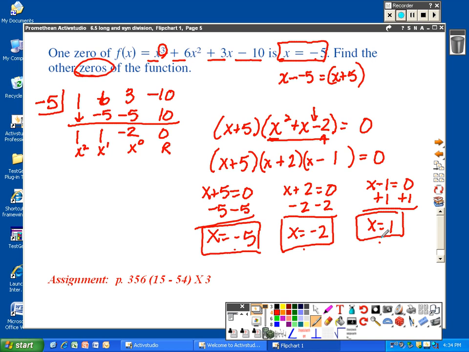This is a lot for you to practice, but give it a shot, and we'll go back through it on Monday if you have questions. Page 356, 15 to 54, in multiples of 3.